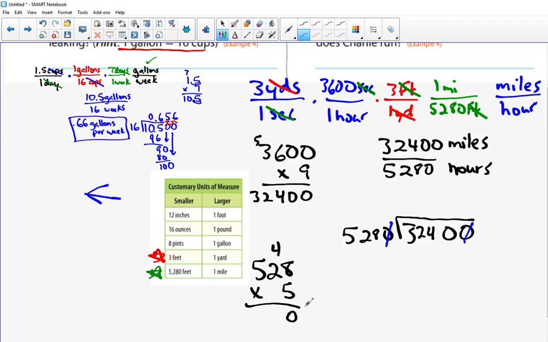Oh boy, long division. Lots of fun. Let's see, 40. 2 times 5 is 10, plus 4 more is 14. And then 26. So 2,640. I think I can get one more in. So 528 times 6. So that's 8, 48. 6 times 2 is 12. And 16. And then 3168. Alright, perfect. So 528 goes into 3,240 6 times.